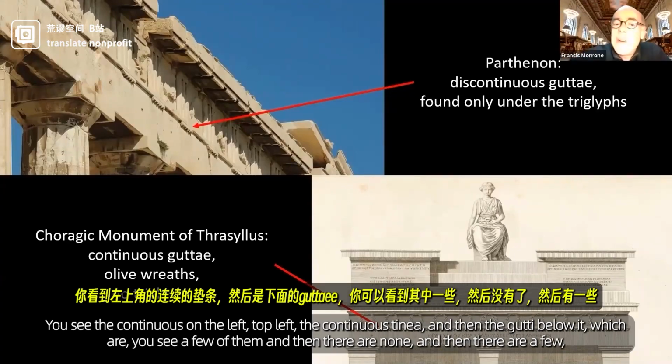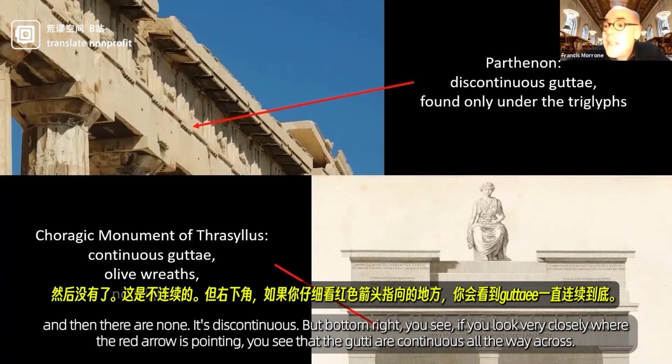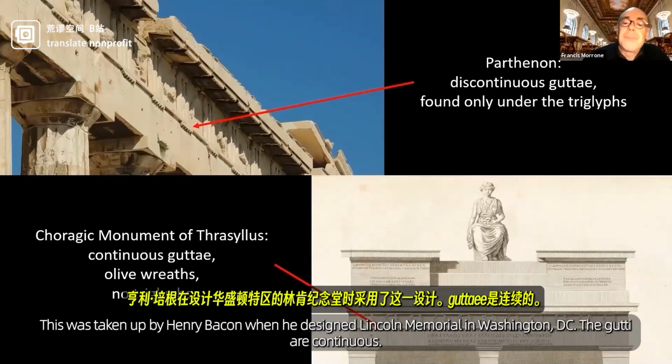You see the continuous taenia on the top left, and then the gudi below it, which are, you see a few of them, and then there are none, and then there are a few, and then there are none. It's discontinuous. But bottom right, if you look very closely, where the red arrow is pointing, you see that the gudi are continuous all the way across.